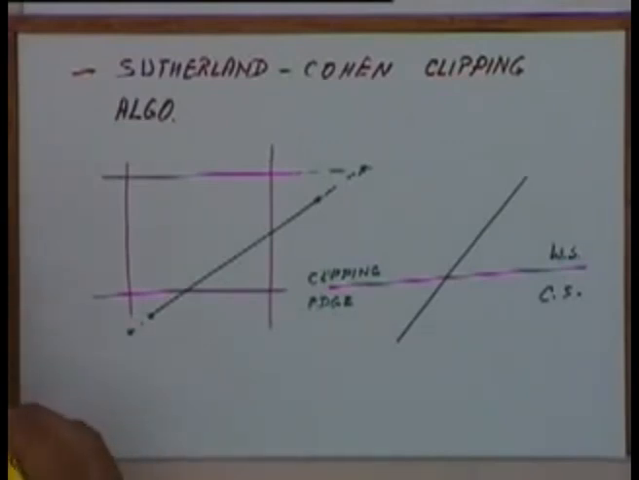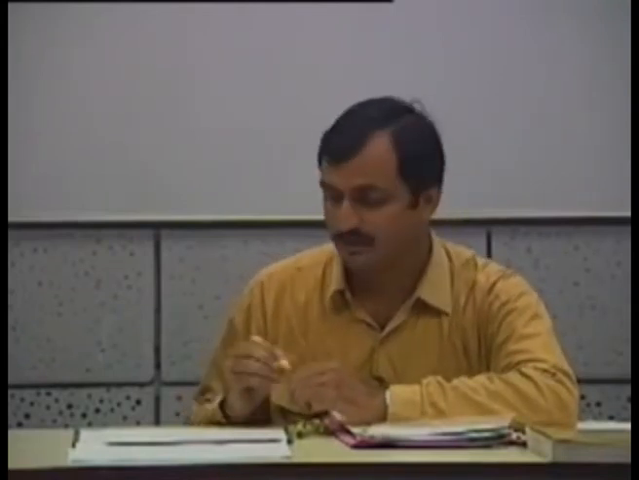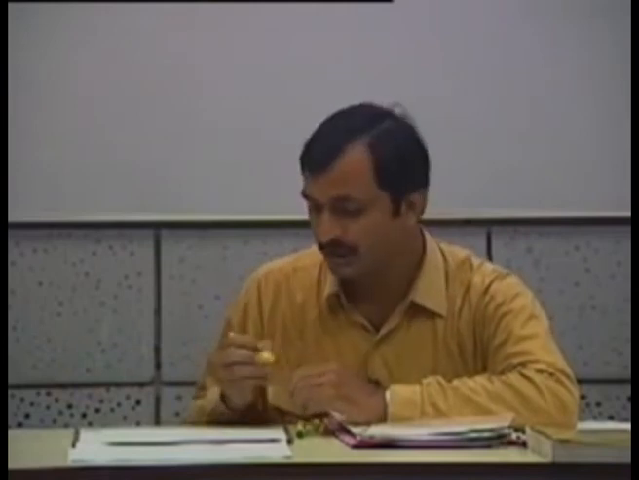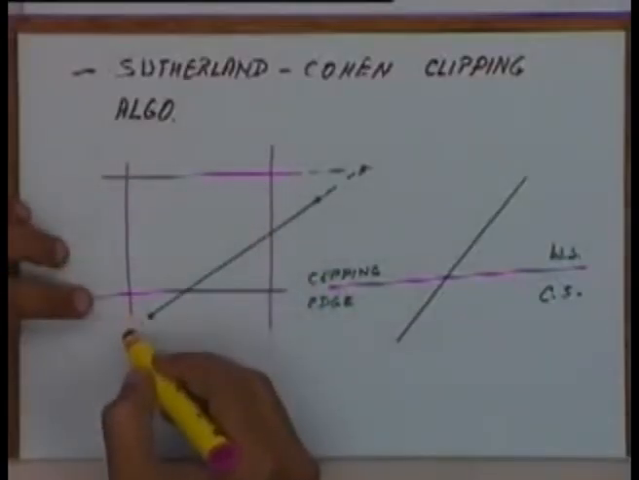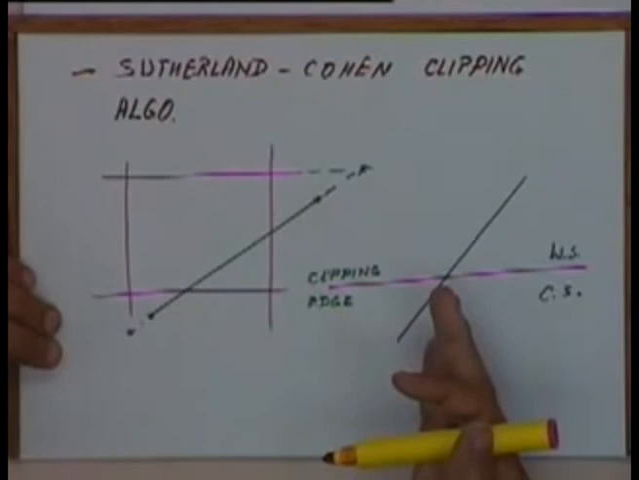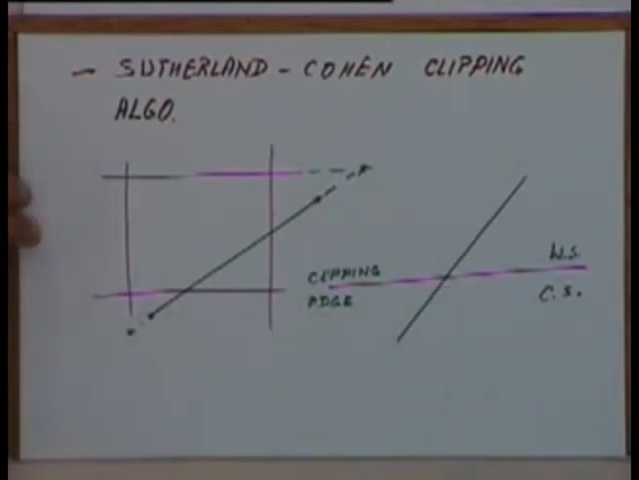The correct side is the visible side. Again, please, the correct side is the visible side, and the wrong side is the wrong side. So if I am considering this as the clipping edge, the right hand side is the visible side or the correct side, and the left hand side is the wrong side.